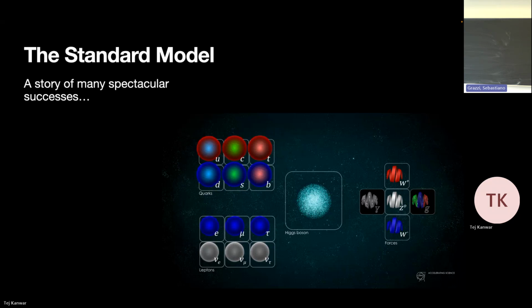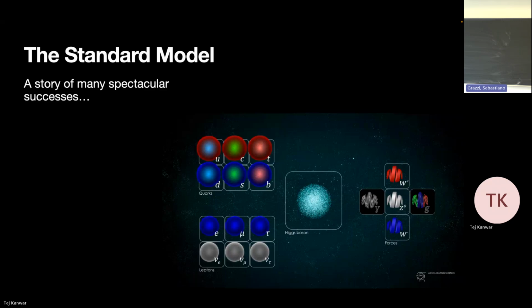There are also heavier cousins of the up and down quarks, which won't really play a role for today. There's the charm and strange and the top and the bottom quarks. This you may have heard in passing. But essentially, they share many of the same properties as the up and down quarks and just happen to be heavier.